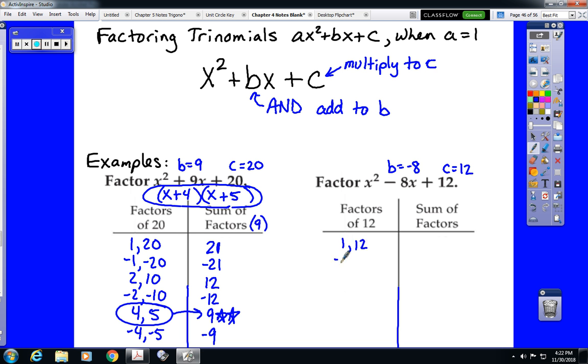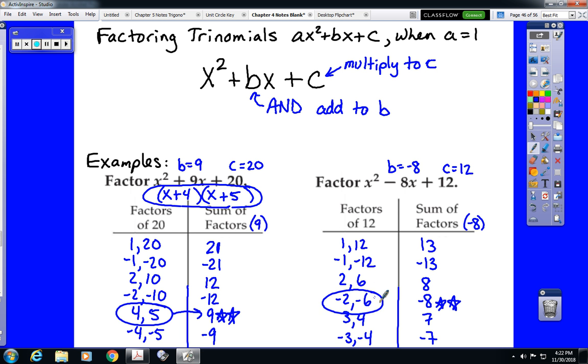Factors of 12, positive 12, could either be 1 and 12, negative 1, negative 12, 2 and 6, negative 2, negative 6, or 3 and 4, which also could be negative 3, negative 4. We are looking for a sum of negative 8. So when we start adding these up, you'll notice that negative 8 is right here, which means the numbers we want are negative 2 and negative 6. So this will factor into x minus 2 and x minus 6.